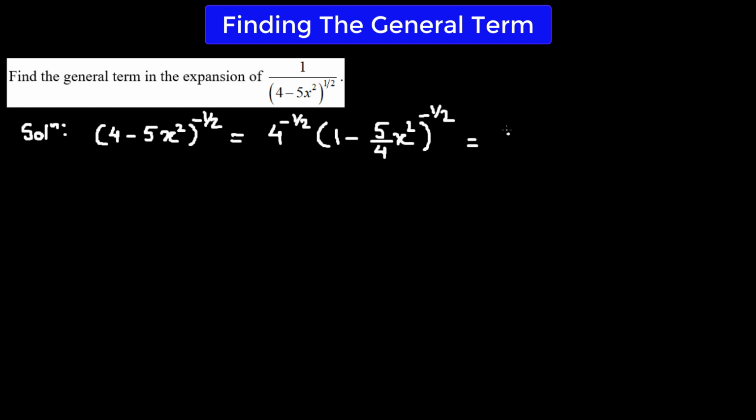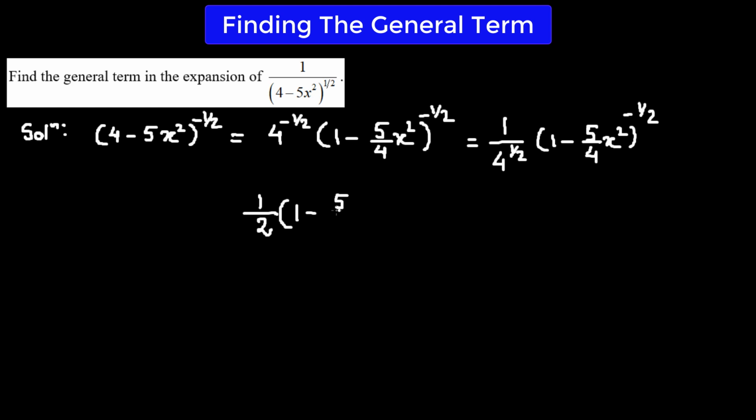So 4 raised to the power negative half can be written as 1 over 4 raised to the power of positive half, times (1 - 5/4 x^2) raised to the power negative half. So we have 1 over, since 4 raised to the power of half is the square root of 4, which is 2, times (1 - 5/4 x^2) whole raised to the power negative half. So this is the simplified form of the given expression.